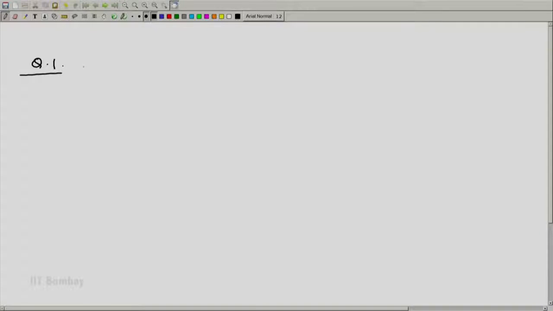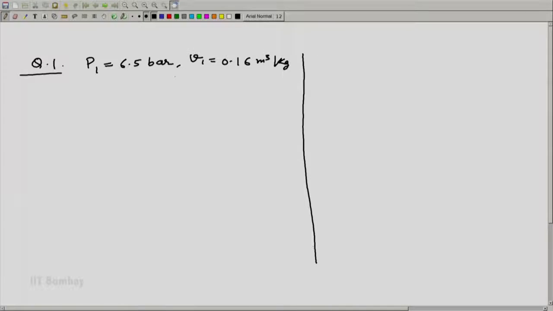So coming to the solution of the problem now, for this question 1, what we know is P1 is equal to 6.5 bar and V1 is equal to 0.16 meter cube per kg. If I divide this page into two parts, this is state 1 and this could be state 2, and what we know here is P2 is equal to 2.5 bar, and also V2 is equal to 0.16 meter cube per kg, because this process of 1 to 2 is a constant volume process.